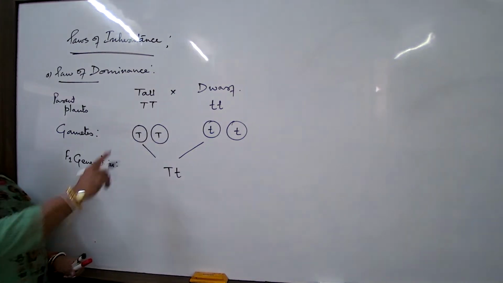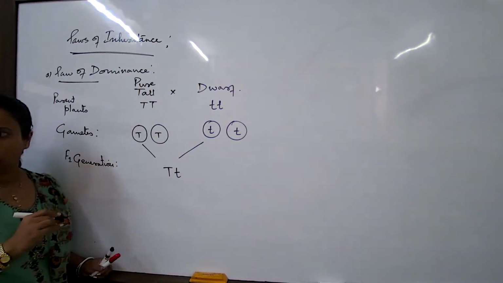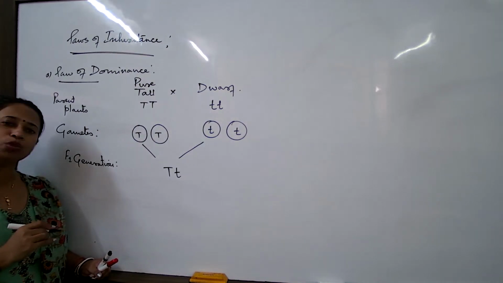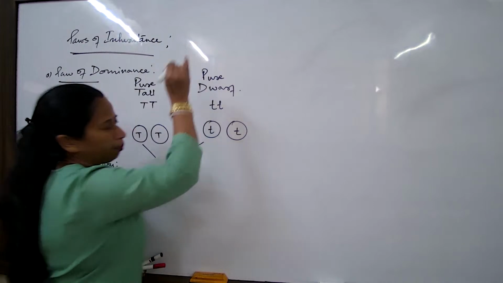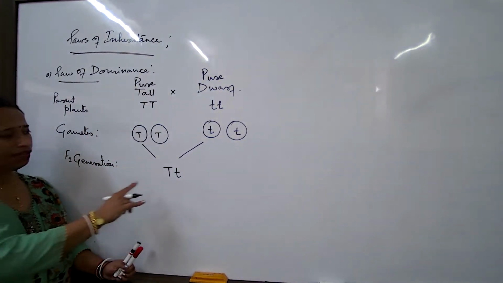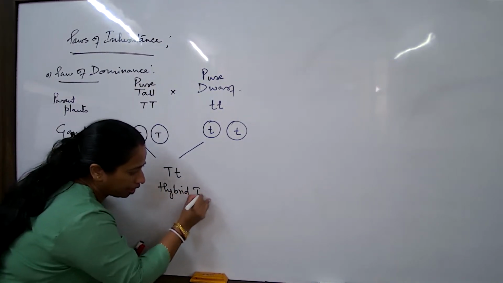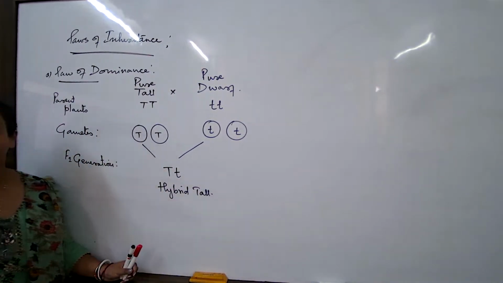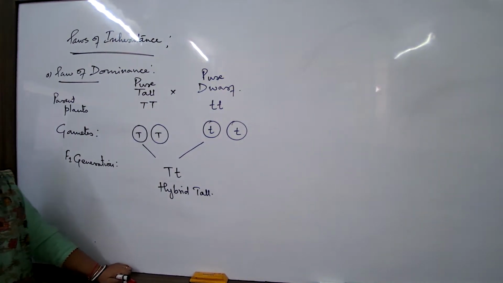So now here I would have more appropriately written pure tall plants. Pure tall meaning homozygous tall. And then here what do I write? Pure dwarf plants, meaning homozygous dwarf. Then what should I write here? Here I will write hybrid tall plants, meaning heterozygous tall plants. Clear?